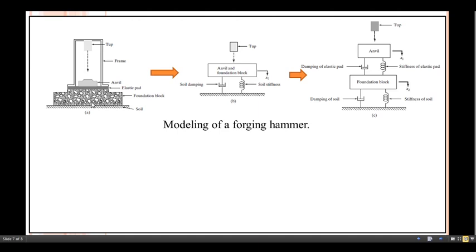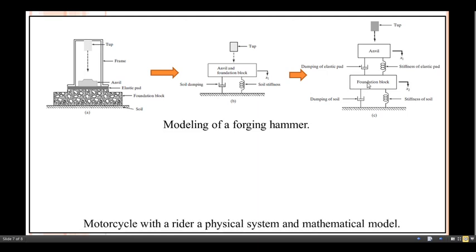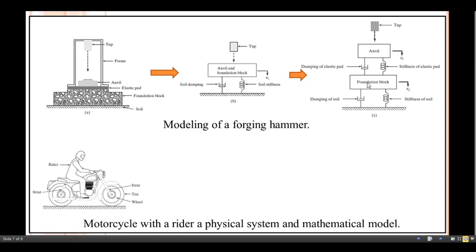In this way we can transfer this physical system into a mathematical model like this one. So the next case is nothing but the motorcycle with a rider, a physical system and mathematical model.